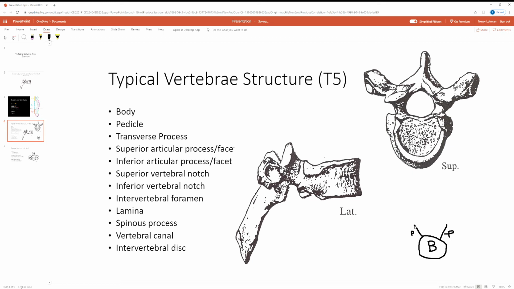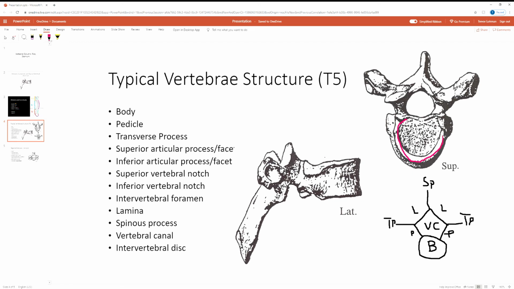And then you have 2 lamina that sort of complete this ring, which is the vertebral canal. And then you have a spinous process, a transverse process, and another transverse process. And that's sort of your basic vertebral structure right there. Spinous process, transverse, transverse.